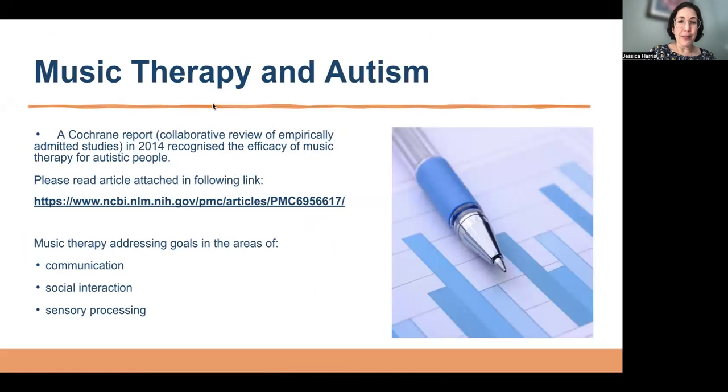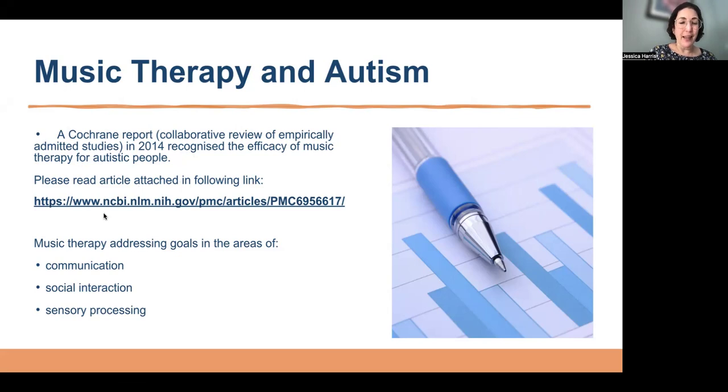So how do music therapy and autism link? A Cochrane report in 2014 recognized the efficacy of music therapy for autistic people. A Cochrane report is a collaborative review, which only includes really empirically defined studies, so studies of a very specific nature, with specific empirical boundaries surrounding their process. And so the Cochrane report carries great efficacy because of this, because only certain studies are allowed within a Cochrane review.